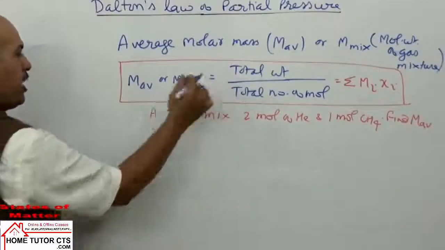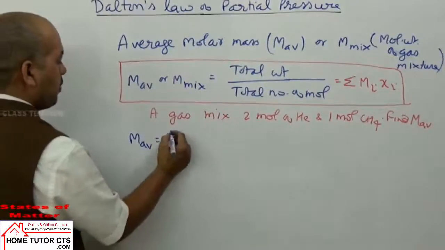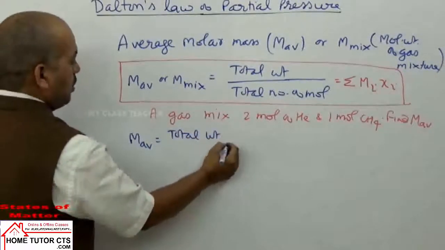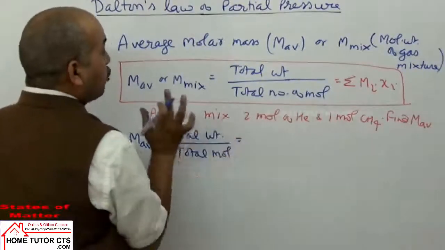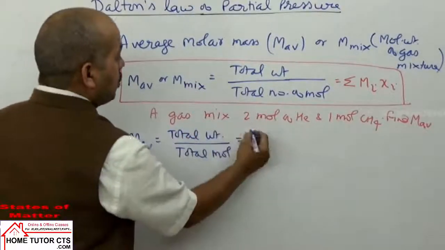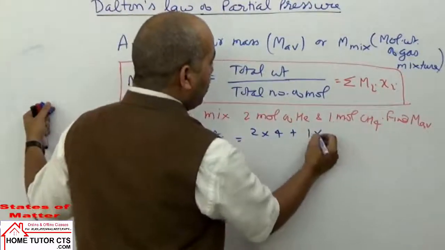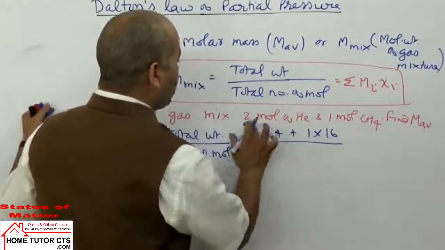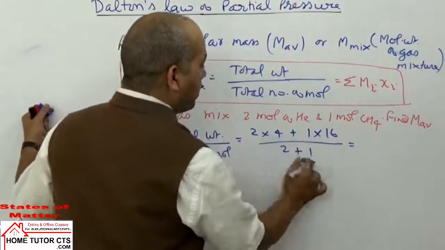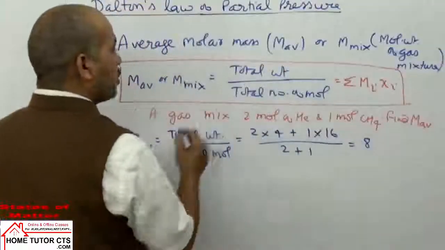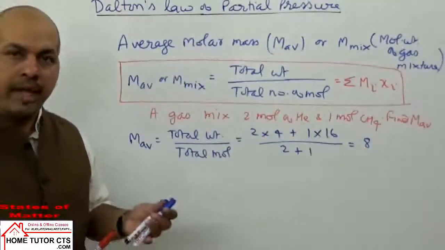See, we can use either of the expressions. If I take the first one, total weight by total moles, they are same actually. How to find the total weight? Moles of helium into molar weight of helium. Then for methane, moles into molar weight, by total moles, which is how much? 2 plus 1, 3. That is how much? 16 plus 8, 24 by 3, 8. That is the first expression: total weight by total moles gives the average molar mass or M mixture.